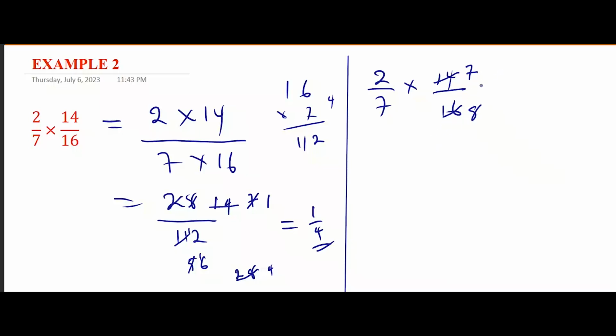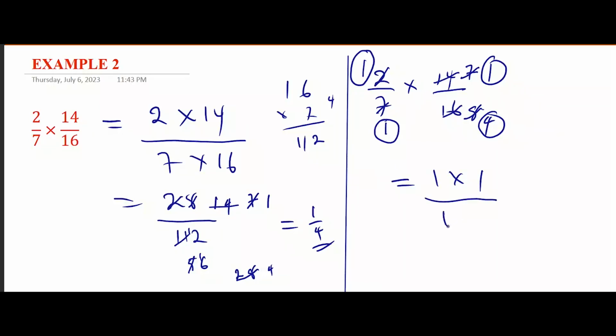So let's check diagonally. So this diagonal 7 7. So 7 goes in 7 once, 7 goes in 7 once. Let's check the second diagonal. 2 goes in 2 once, 2 goes in 8, 4. Okay, so we are left with these numbers 1, 1, 4, and 4. So that means you can say 1 by 1 out of 1 by 4, and that will give us 1 out of 4 directly.